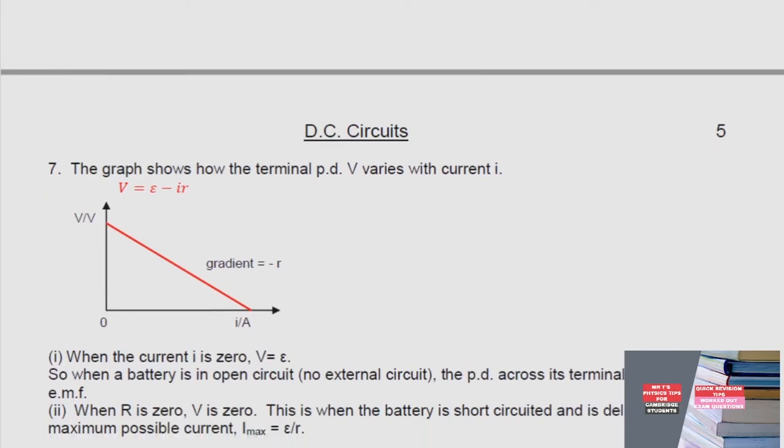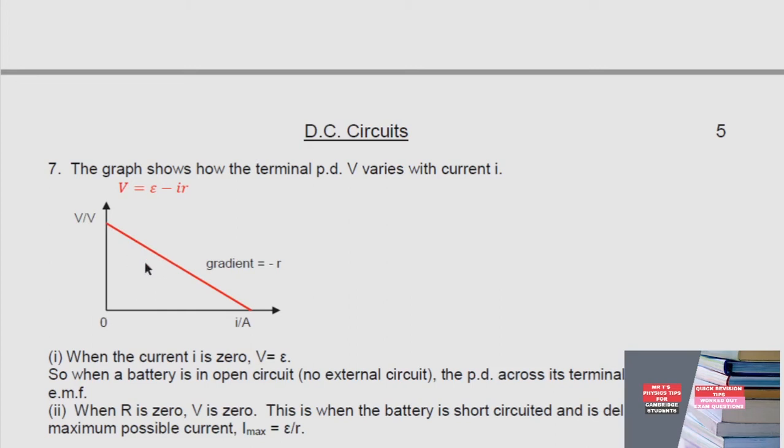The graph shows how the terminal PD varies with the current. If you have V is equal to E minus Ir and you're plotting V against I, your gradient is going to be equal to minus r, and your y-intercept is going to be equal to E. So EMF E is the terminal PD when there is no current flowing. That's when there is an open circuit.